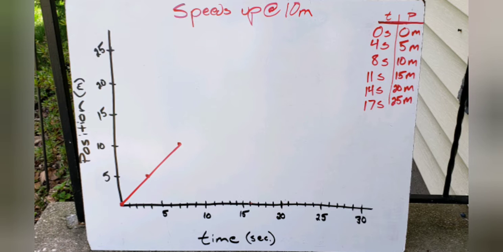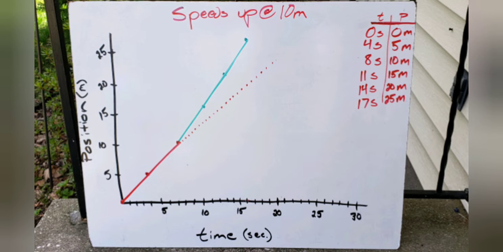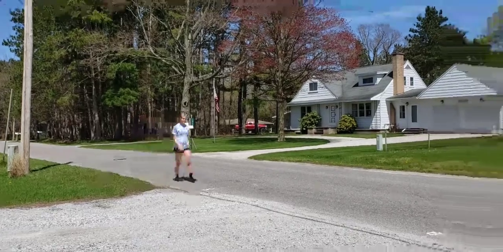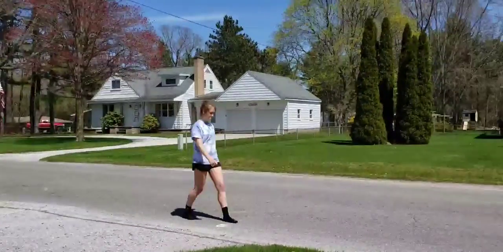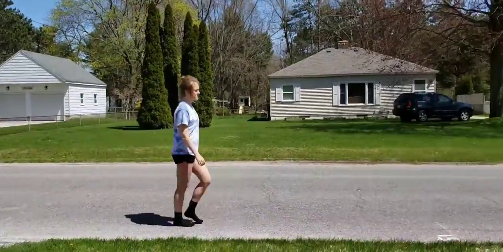But remember, at 10 meters is where she speeds up. So just as many of you said in the previous video that a faster walker would have a steeper line, when Drew speeds up, her line becomes steeper. And you can see what she would have been walking at is that dotted red line, and the green line represents her faster speed.